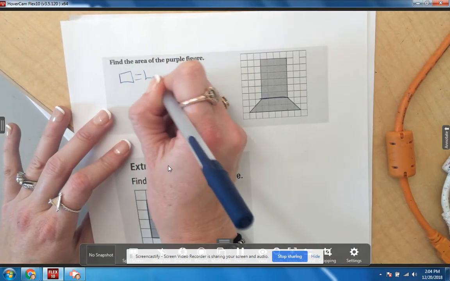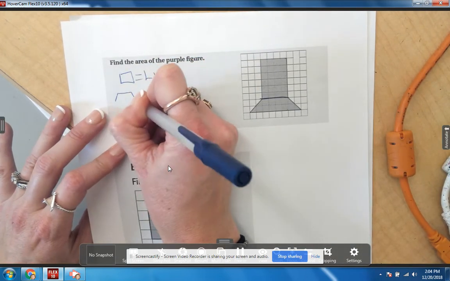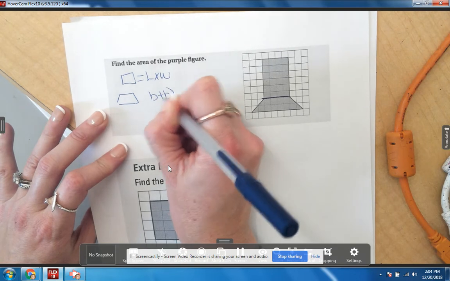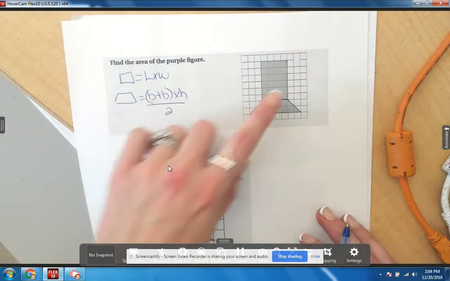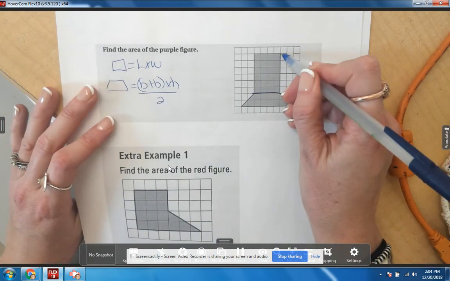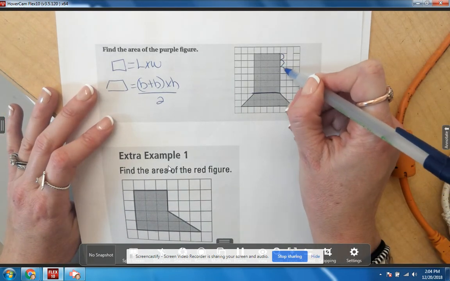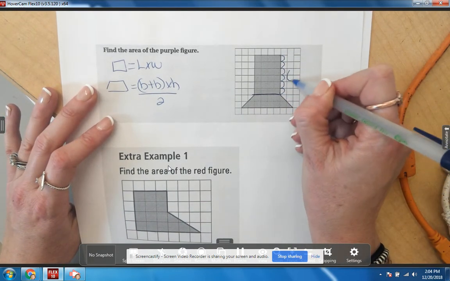Rectangle is length times width. Trapezoid is base plus base times the height, divide the answer by 2. So let's do the rectangle first. I need length times width. So I'm going to count my little loops: 1, 2, 3, 4, 5, and 6.